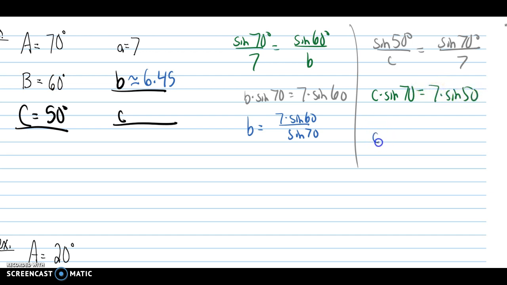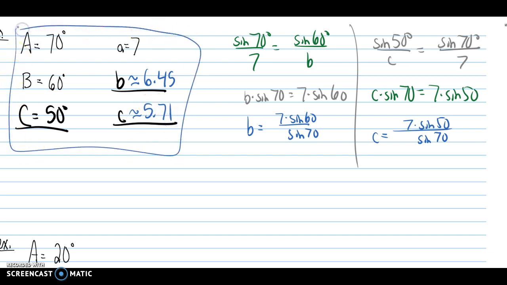And also, like the last one, we're going to divide, get that c is equal to 7 times the sine of 50 divided by the sine of 70. So that's another calculator problem. We'll punch it into our calculators and come up with little c at about 5.71. For all of the sides, if we have to round them, we round them to 2 decimal places. If the angles have to be rounded, they're to the nearest tenth. But now the triangle is solved, we know all of the angles and we know all of the sides.